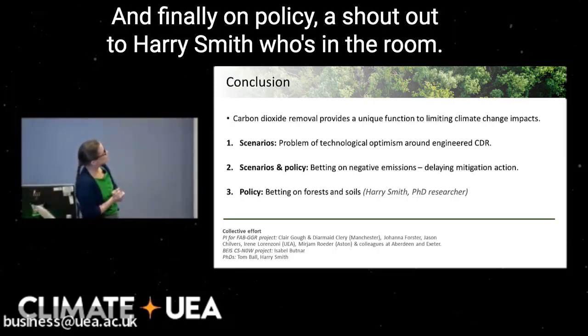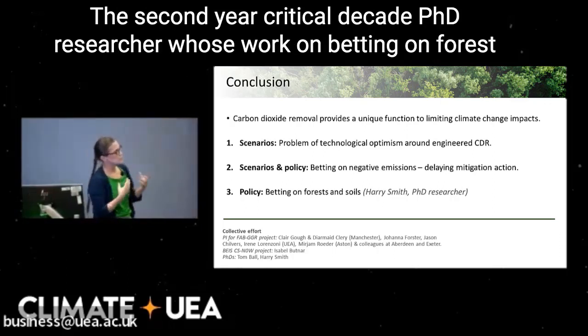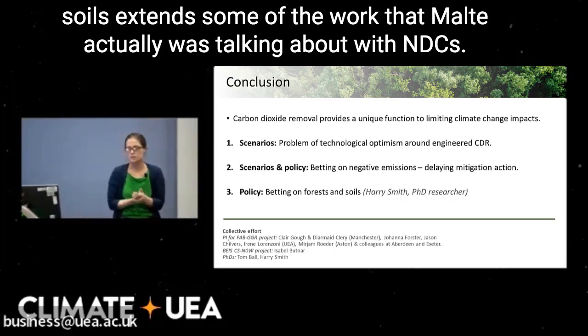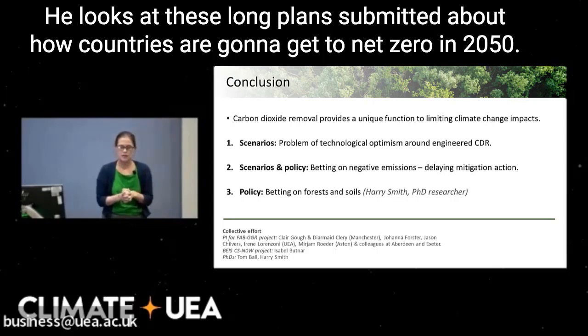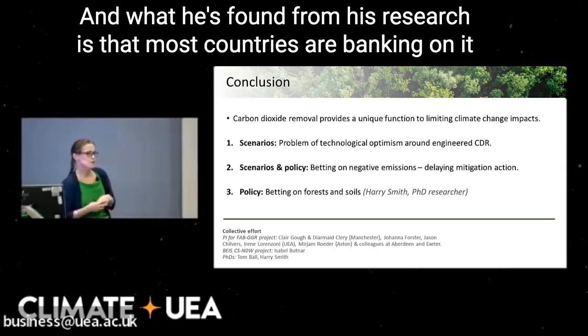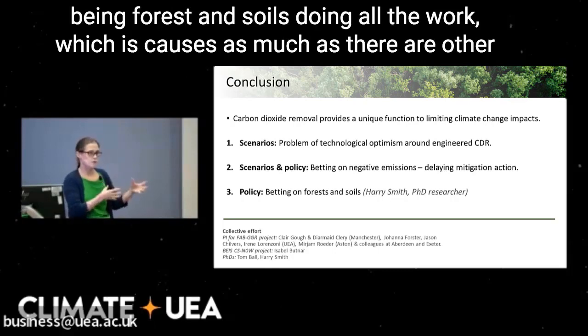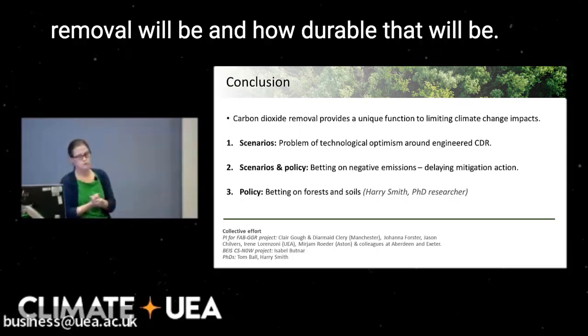And finally, on policy, a shout out to Harry Smith, who's in the room, a second year critical decade PhD researcher, whose work on betting on forest soils extends some of the work that Malta actually was talking about with NDCs. He looks at these long plans submitted about how countries are going to get to net zero in 2050. And what he's found from his research is that most countries are banking on it being forests and soils doing all the work, which, as much as there are other benefits to that, does raise questions about how feasible the amount of carbon dioxide removal will be and how durable that will be.